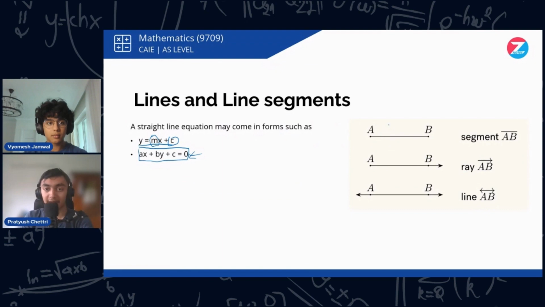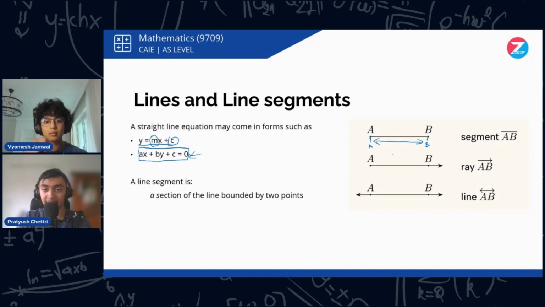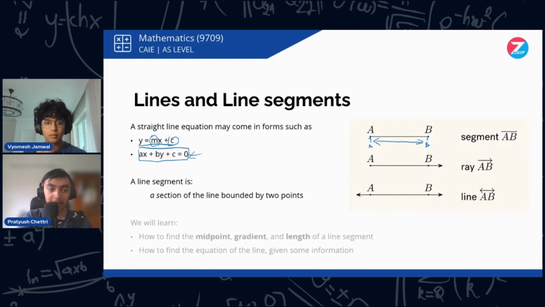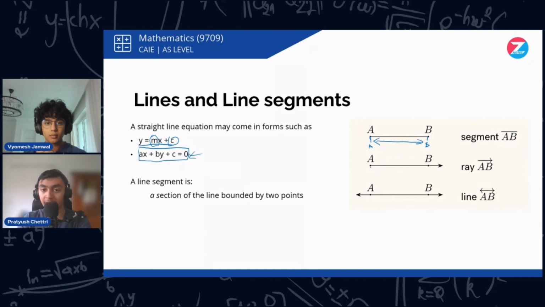And here on this side, we have three diagrams. A line segment is bounded by two points. So it has a definite start and end point. You start at point A and point B, and from here to here is the line segment. See, it has a definite length and it starts and stops. Whereas a ray, which we don't really need to know at this point, has a start point and goes through another point, but it keeps going in that direction, so it extends all the way.